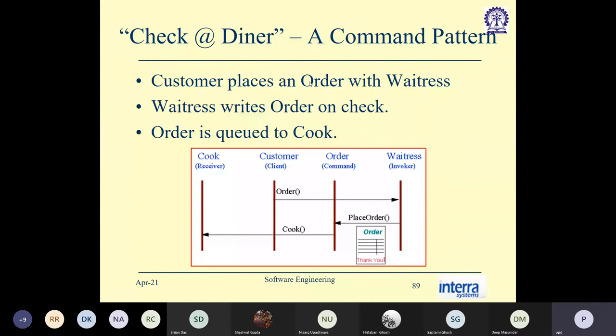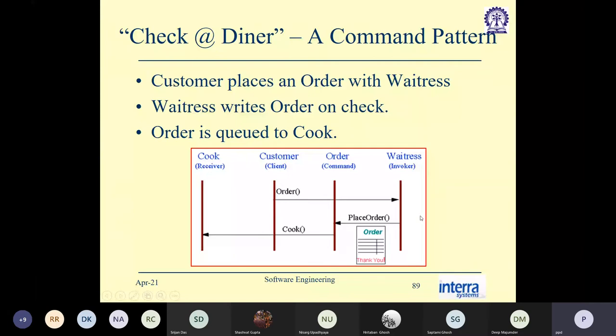So you are giving a command to the waiter for that order, who makes it into a check, into an order, and then puts it up in a queue so that it will actually get delegated to the receiver of this command, who is the cook. The waitress does not make the food. The cook does. The chef does, right? So it goes to the cook, who actually makes the order, and the order gets completed. So that's the command scenario we are talking of.